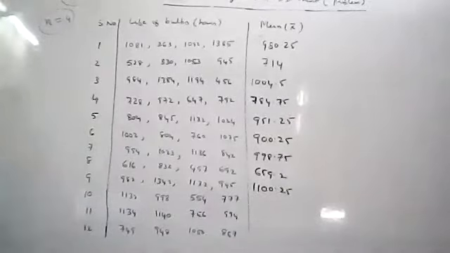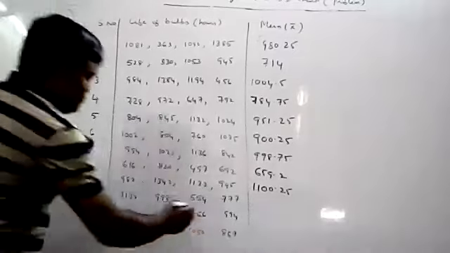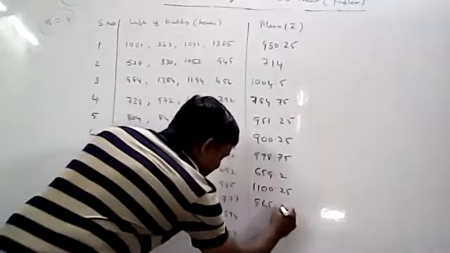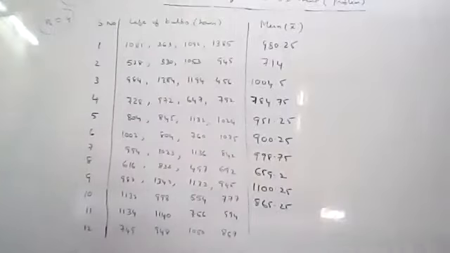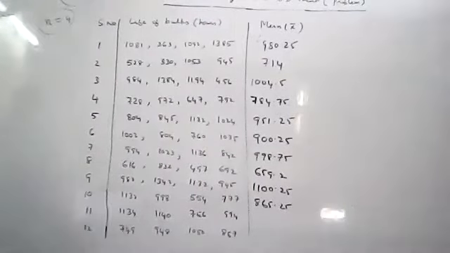10th sample: 1132 plus 998 plus 554 plus 777. Add the values and then divide by 4. 865.25. Yeah, it is correct. Next, coming to the 11th sample.